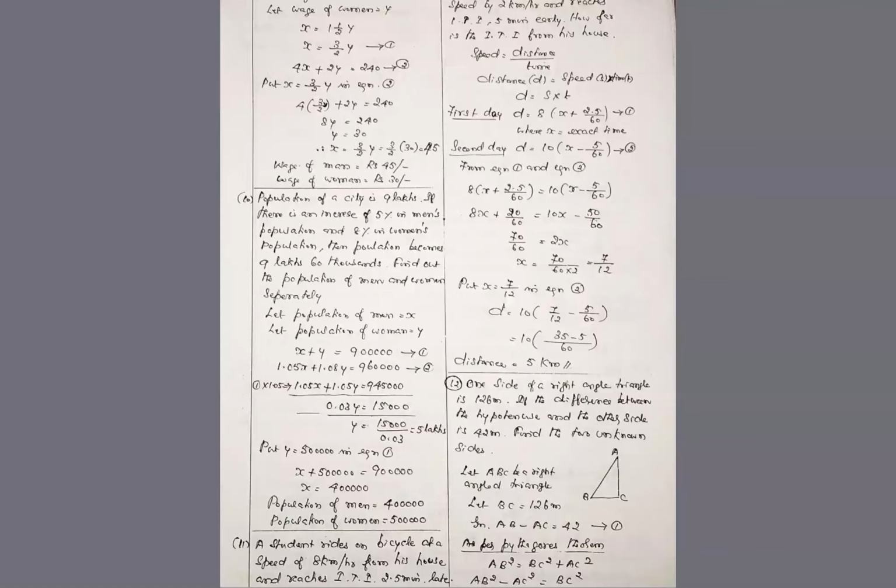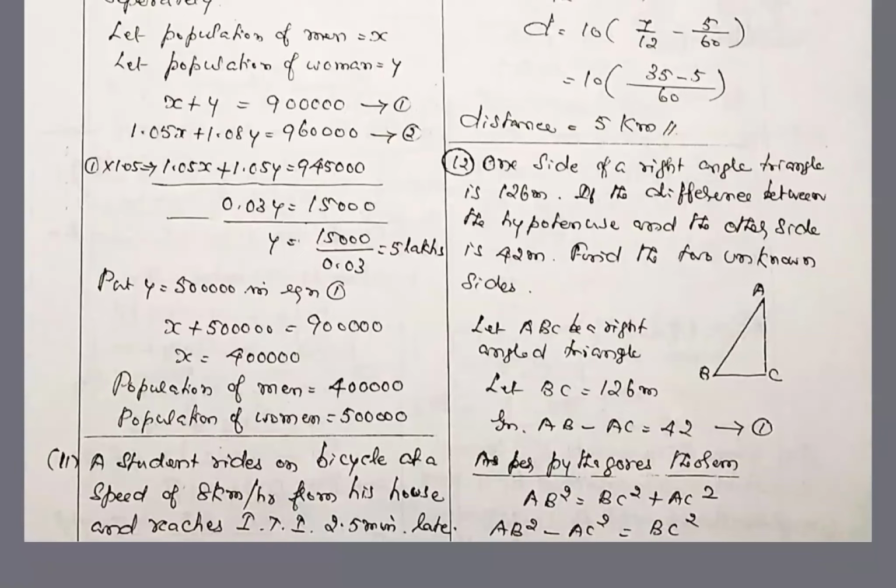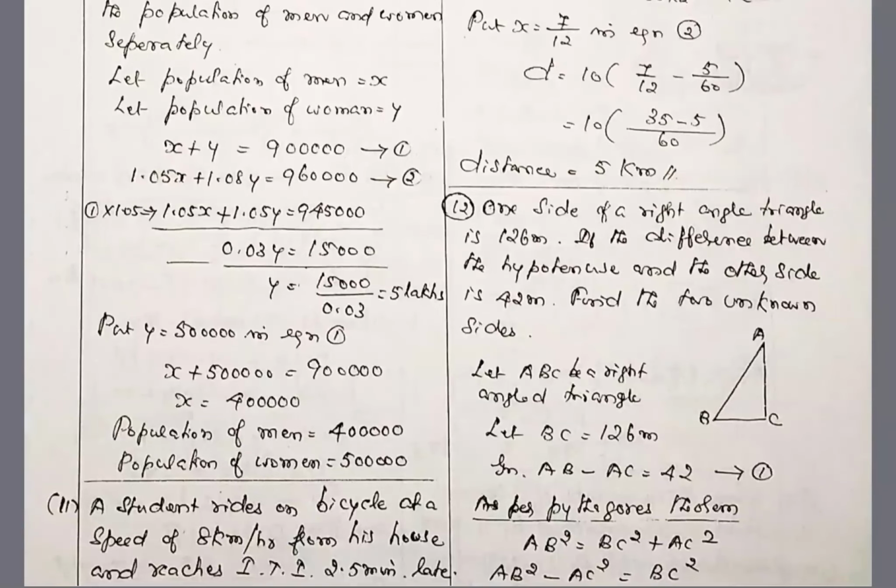Then problem number 12. One side of a right angle triangle is 126 meter. If the difference between the hypotenuse and the other side is 42 meter, find the unknown side. So one side of a right angle triangle is given, and the difference between the other two sides, 42, is given. Form the equation. Draw the right angle triangle.